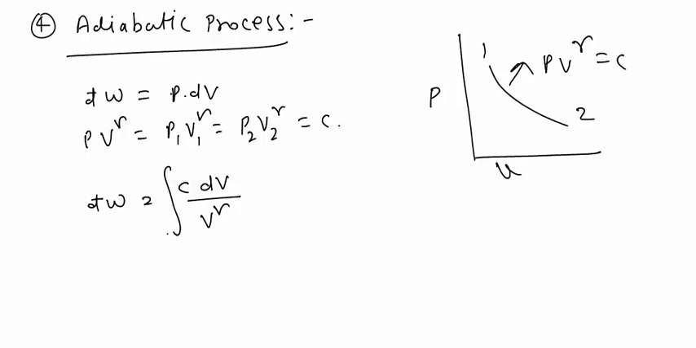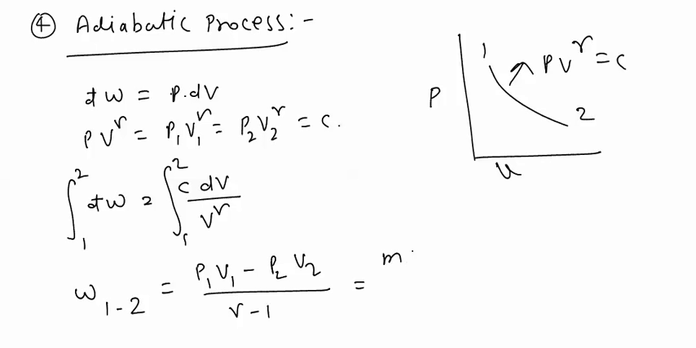For finding the work done from state one to two, we will integrate the equation and we will find the work done from 1 to 2 will be equal to (P1 V1 minus P2 V2) upon (gamma minus 1), or equal to mR (T1 minus T2) upon (gamma minus 1). That is the work equation for the adiabatic process.